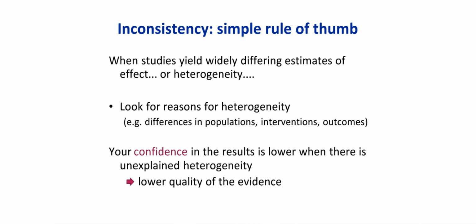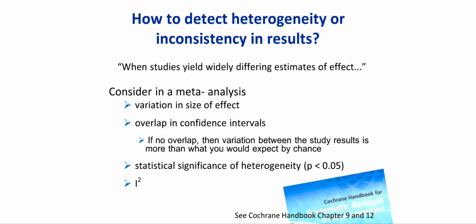The basic rules are that if we're looking for inconsistency, we should always look for explanations for inconsistency that we may detect. That can be done by looking at the patients or the population, the intervention, the comparator, and the outcomes. The simple rule is, if there's unexplained important inconsistency, then we would lower the overall quality of a body of evidence. So how do we detect heterogeneity or inconsistency in the results?